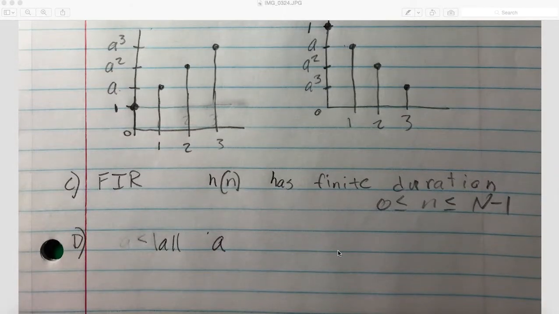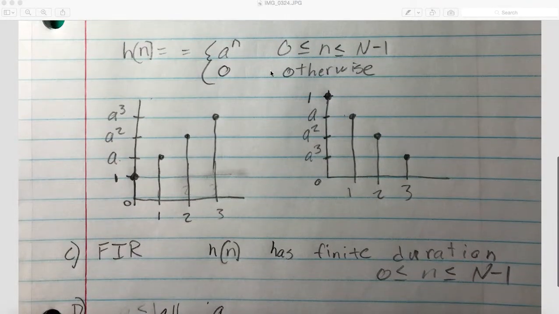Part C asks if this system is an FIR or IIR system. I think it is an FIR system because h of n has a finite duration between 0 and capital N minus 1, and it's 0 otherwise.